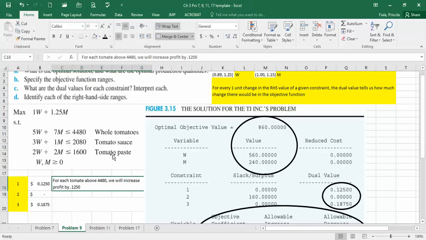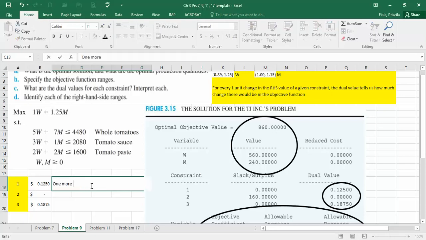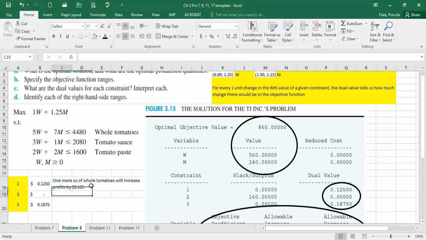So you can say right here, for each tomato above 4,480 will increase profit by, in this case, 12.5 cents. Or you can say, actually they're talking about ounces, so we can say 1 more ounce of whole tomatoes will increase profits by 12.5 cents.